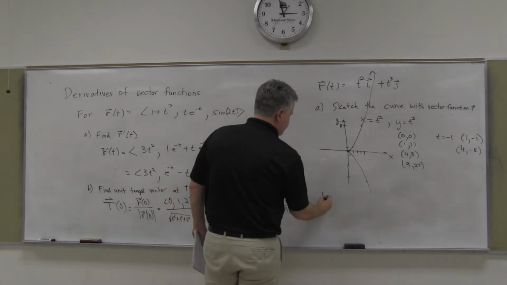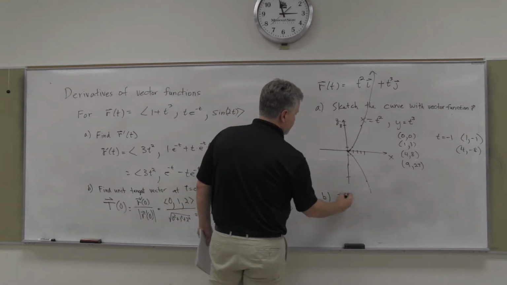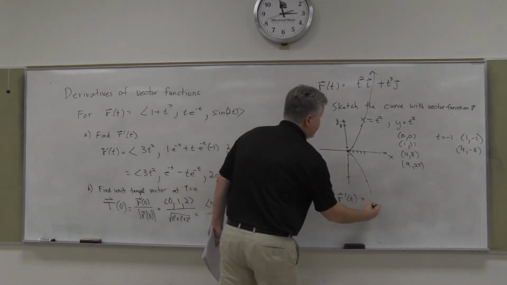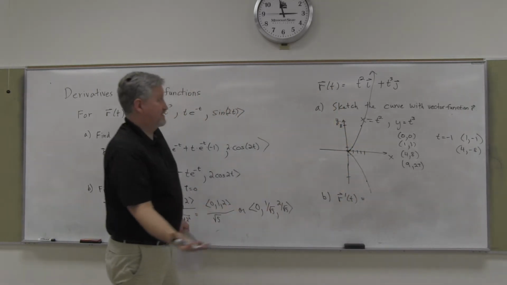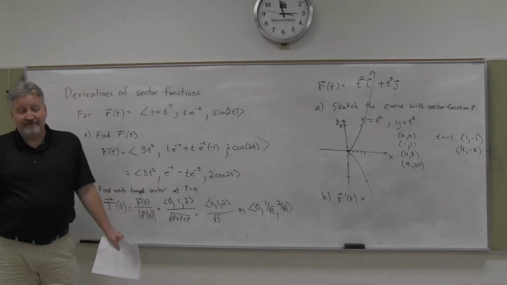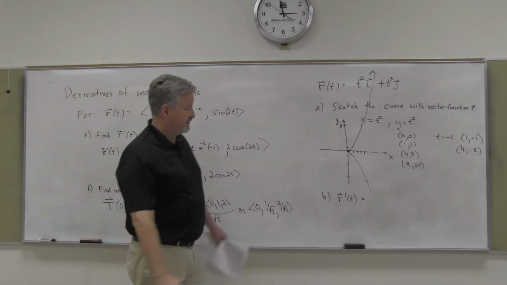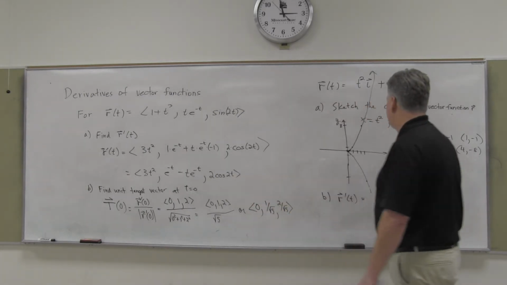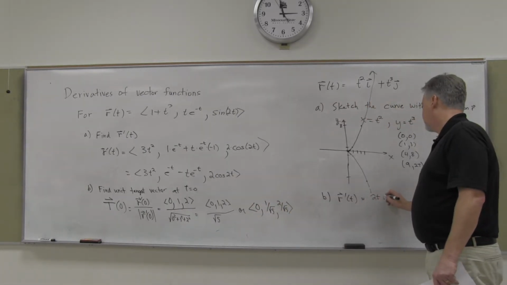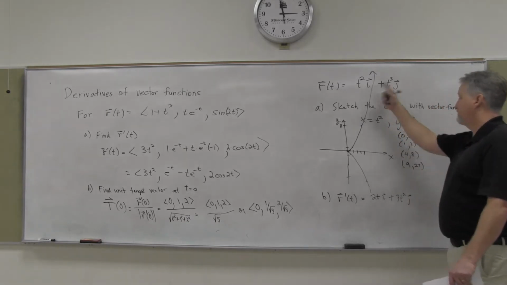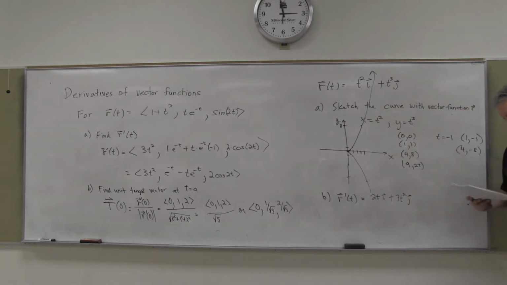All right, what's r prime? The derivative. Oh, easy enough. I guess our rule of thumb here is if they give it to us in ij component form, let's give the answer in ij component form. So it'd be 2t i plus 3t squared j, just the derivative there of each.